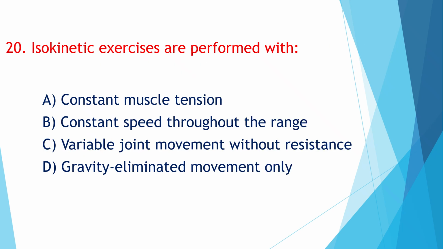Let's see the last one, number 20. Isokinetic exercises are performed with A. Constant muscle tension, B. Constant speed throughout the range, C. Variable joint movement without resistance, D. Gravity eliminated movement only. So think about it. So the correct answer is constant speed throughout the range. Special machines can maintain the fixed movement speed throughout the exercise. So isokinetic devices can be used for doing the isokinetic exercises.